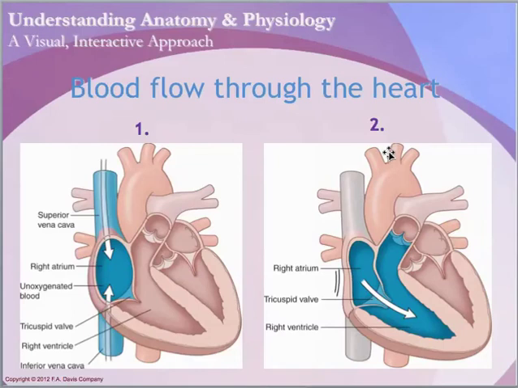So let's move our way on to blood flow through the heart. So this is a pretty big process, okay? So no connection exists between the right and left sides of the heart. So the 2 sides must work together to ensure that the organs and tissues of the body receive an adequate supply of oxygenated blood.